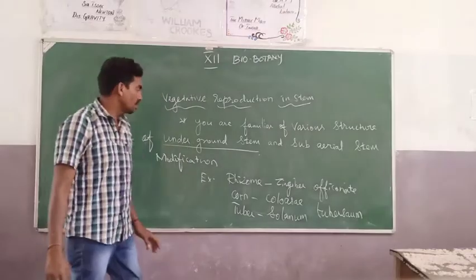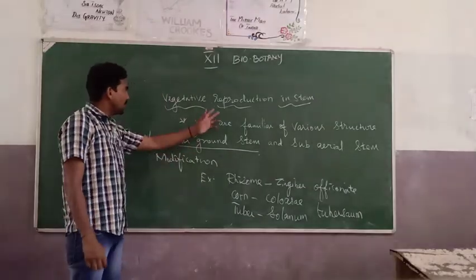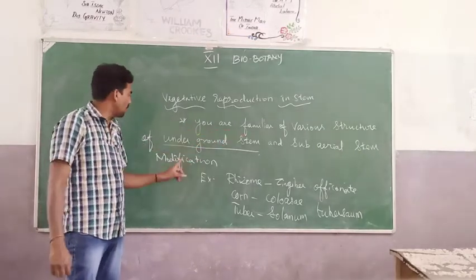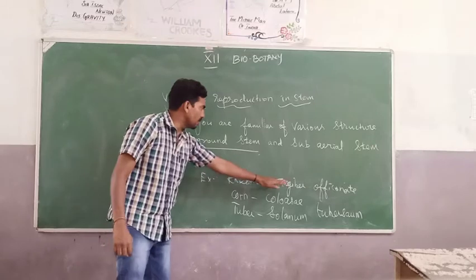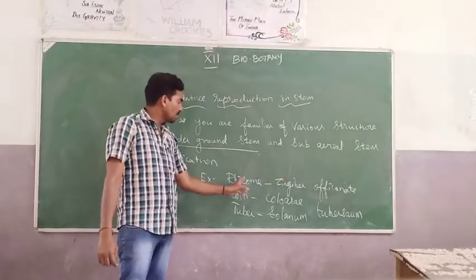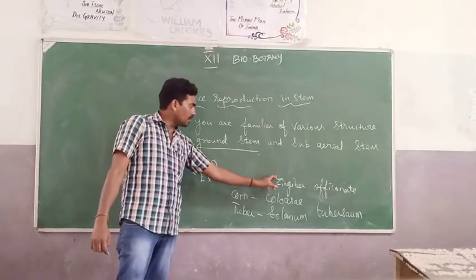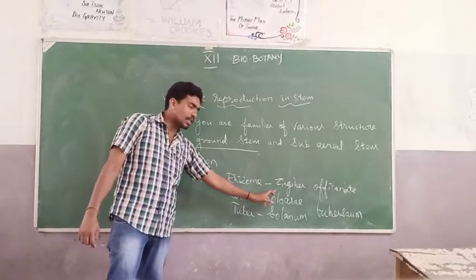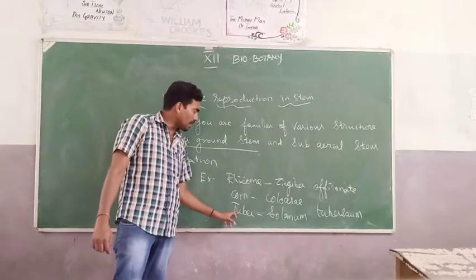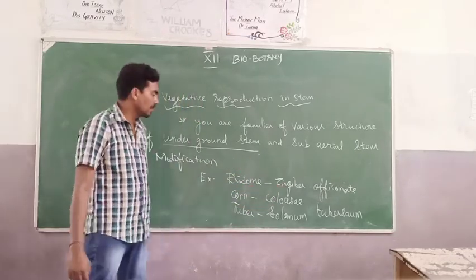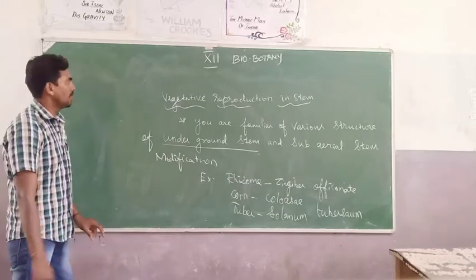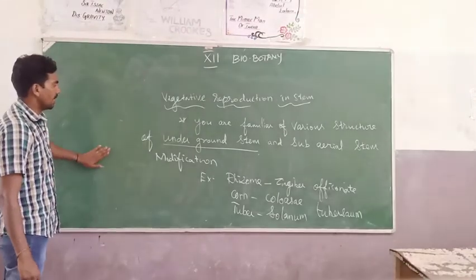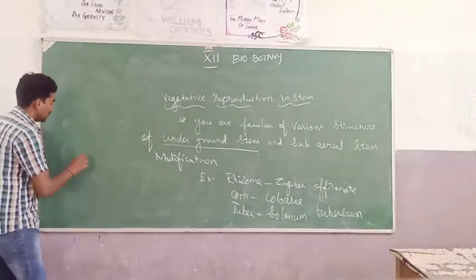So these are the examples of vegetative reproduction in stem, in underground stem and subaerial stem modification. Rhizome, Zingiber officinale. Corm, scientific name Colocasia. Tuber, Solanum tuberosum. And what is an example of underground stem? Good example, ginger.